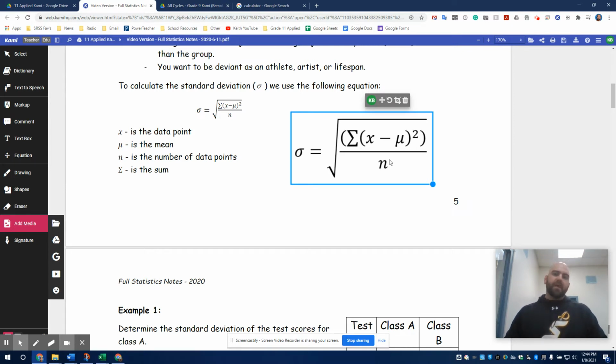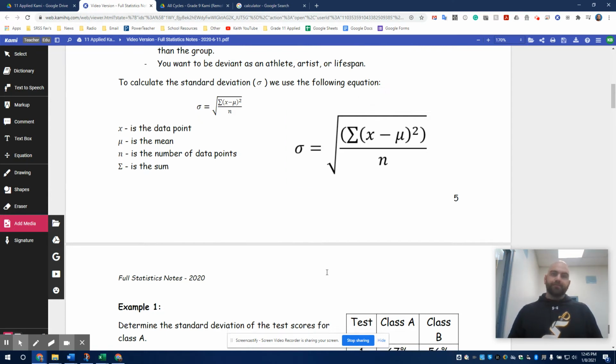What that tells us is the average distance a point is away from the mean. So what is the average? Is it really close, a small average, a small number? Or is it going to be really far away, a big average? And so it'll be a really spread out set of data.